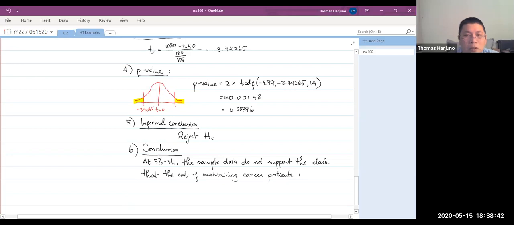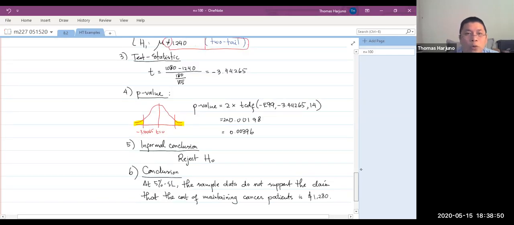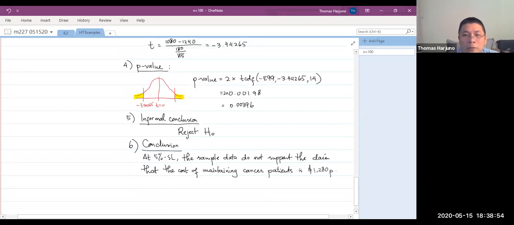1,200. Okay, so the claim is not supported. In fact, what we see here is actually less than that, right? Now that's for this question.